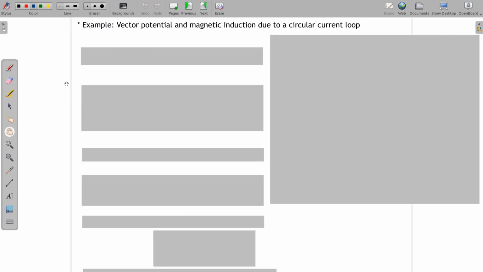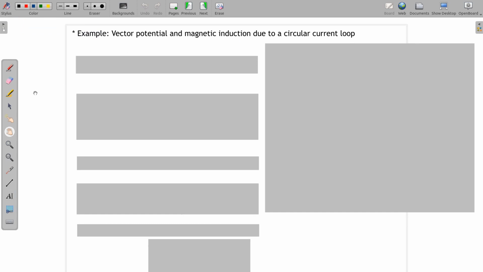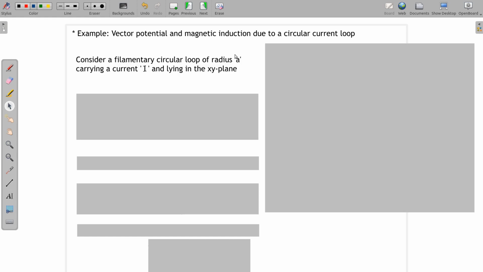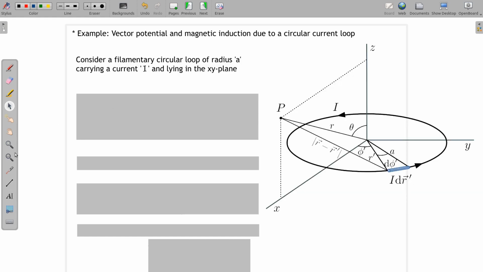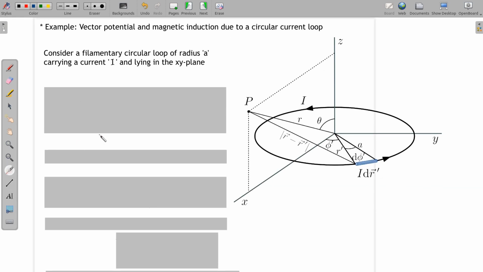The problem is we will try to find out the vector potential and magnetic induction due to a circular current loop. So let's say I have a situation like this. I have a filamentary circular loop, and this loop has a radius of a. It carries some current I, and it lies in the xy plane. We want to find out the magnetic field at any point P.